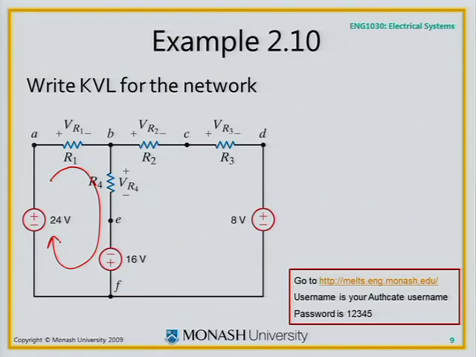Let's have a look. Starting at A, I encounter resistor 1 first. Given the sign convention, I get VR1. I then encounter resistor 4, it's plus VR4. I hit this 16 volt source, I hit the negative first, so I write minus 16. I then hit the 24 volt source, hit the negative first. So that is KVL around the left loop. Any questions about it? Basically everybody who responded had that. So I'm going to assume you can do this.